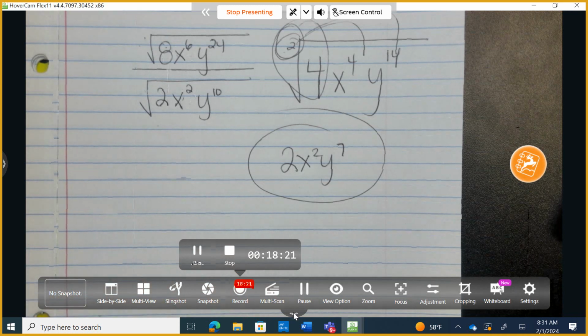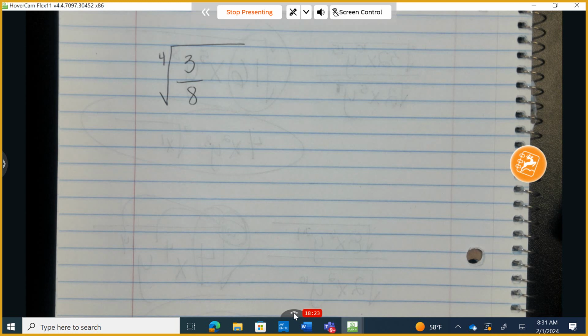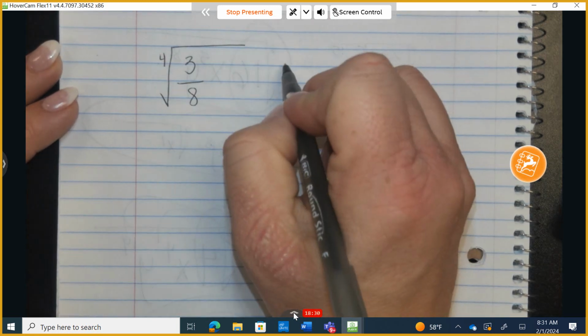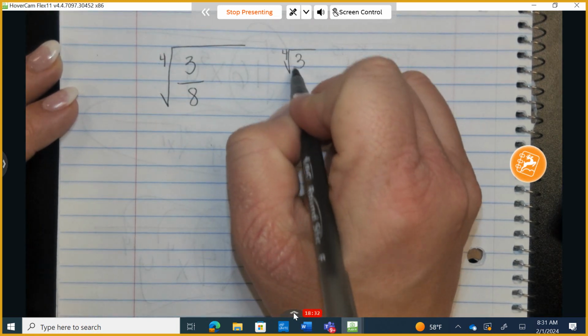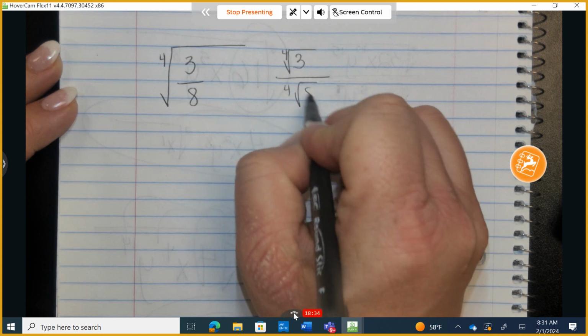So this is the next type of problem. We have one more type after this. So what we need to do is we need to take this radical expression and we need to share it with the numerator and the denominator. So we're going to do that first with the numerator and second with the denominator.